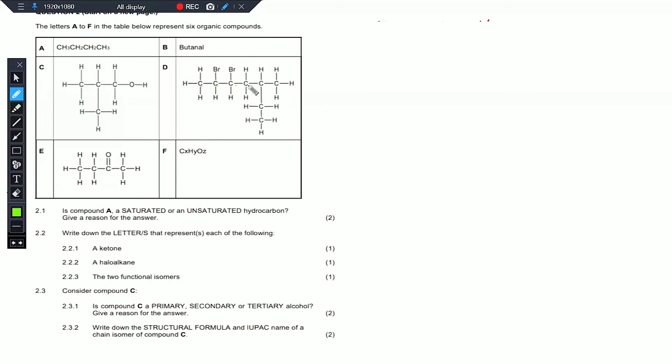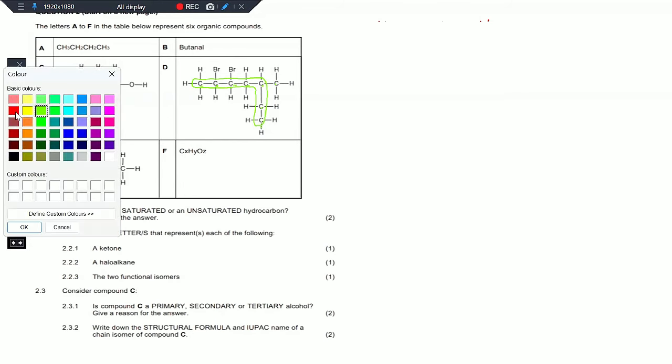So 1, 2, 3, 4, 5, 6. Let's confirm if we go down 1, 2, 3, 4, 5, 6, 7. So this here would have to be our longest chain. So it is not always the straight chain that has to be the longest chain. Always confirm if you have to bend it, are there more carbons?